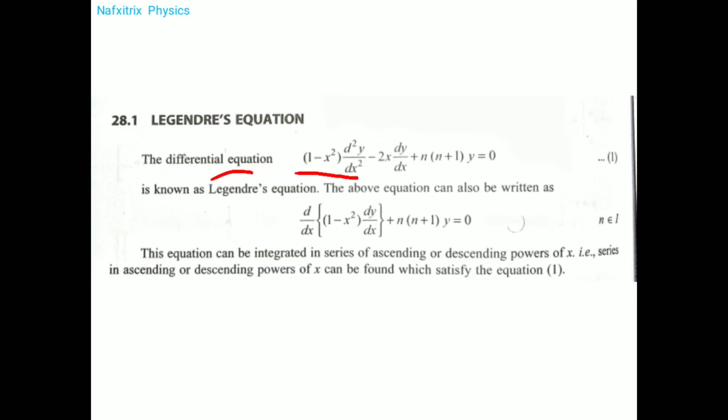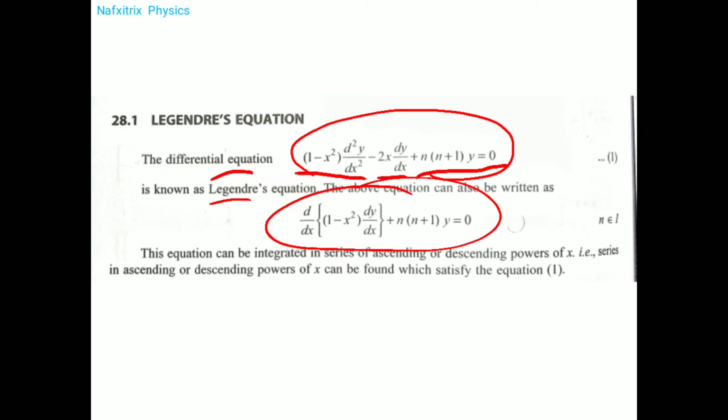by dx square minus 2x into dy by dx plus n into n plus 1 into y equals to 0. This entire equation is nothing but Legendre's equation. The differential equation is known as Legendre's equation. The above equation can also be written in this form.